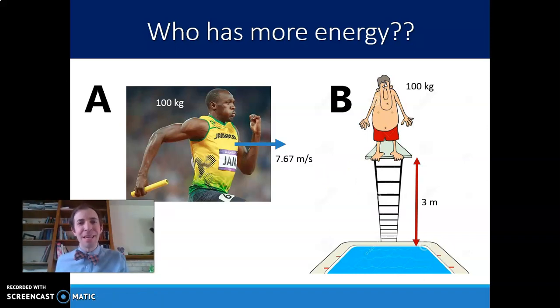I'd like you to make a prediction in your head right now, looking at these two different objects, these two different people, and predict who has more energy in this picture, person A or person B. We will come back to this example in a little bit once we have learned how to quantify and calculate these energies.